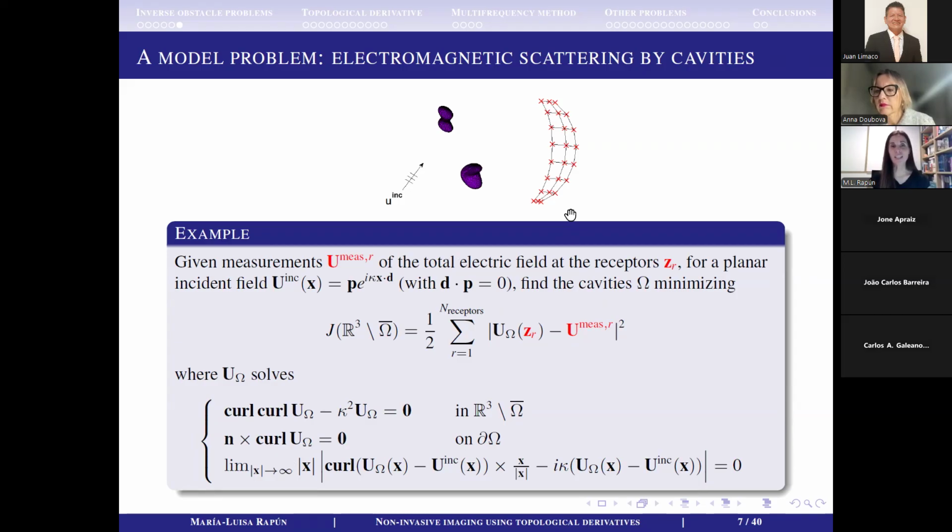In case of electromagnetic scattering, we will have a different PDE problem, which is going to model how the electromagnetic waves propagate. So now we can generate incident waves, which look like this expression here, and we will measure the total electric field at my receptors. Then the cost functional looks rather similar, but now these functions are three-dimensional functions and are the solution of a PDE problem modeled by the Maxwell equations. So depending on the problem, we have a different PDE problem behind.